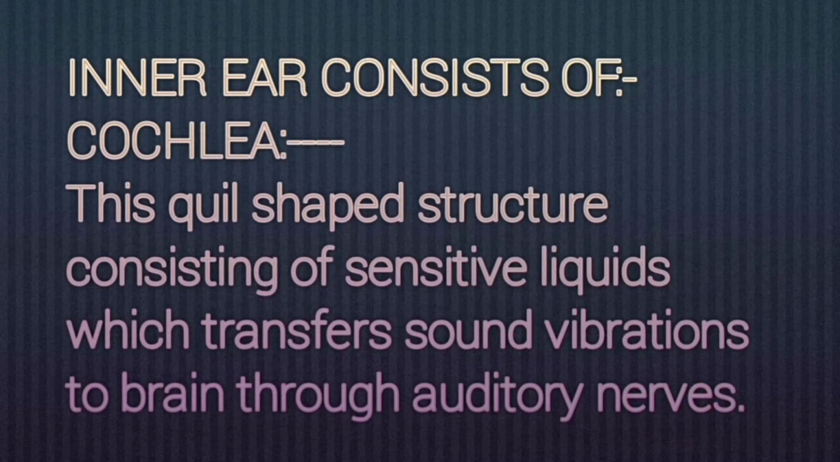Now, let's learn about the inner section of the ear. The inner section of the ear mainly consists of a coil-shaped structure that is known as the cochlea. Cochlea is a coil-shaped structure consisting of sensitive liquids which transfers sound vibrations and sensations from the middle section of the ear to the brain through the auditory nerve.